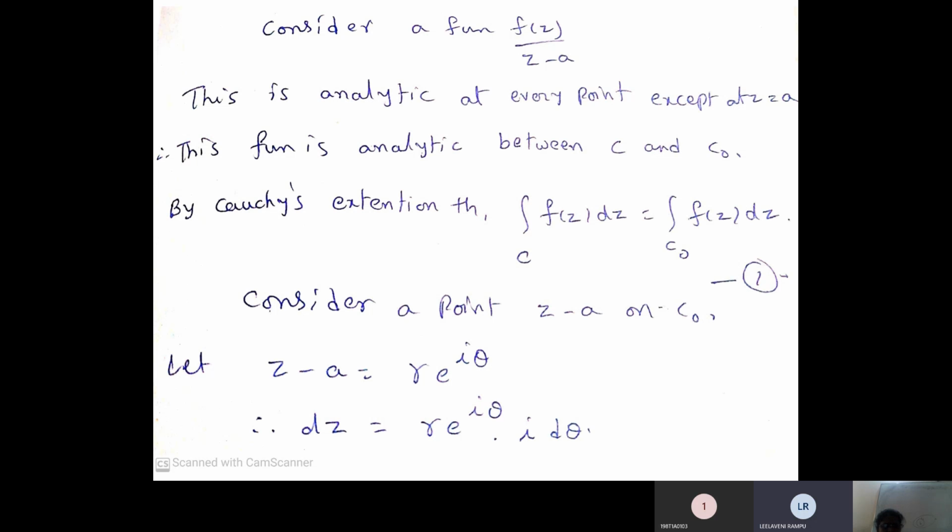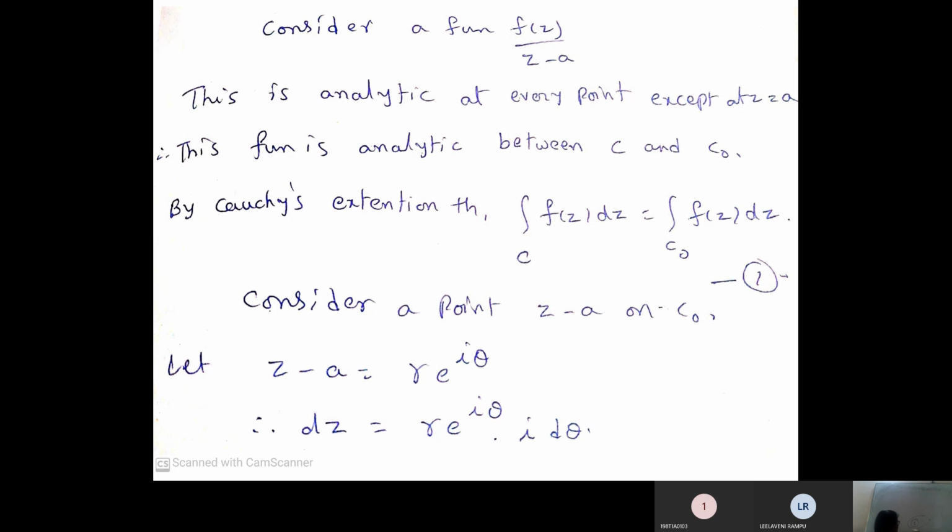This is analytic at every point except at z equal to a. Because f of z is analytic, f of z by z minus a is also an analytic function at every point except at z equal to a. At z equal to a the denominator is 0, so it is not analytic at z equal to a. So this function is analytic between C and C naught.